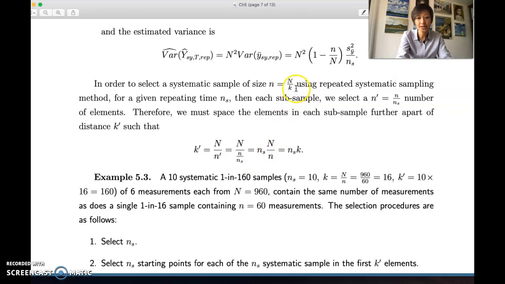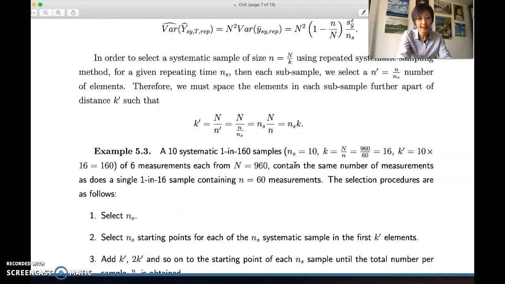First of all, if we have the population N and we know the kth interval, then we can decide the size of my sample if we collect one systematic sample. Now if I want to repeat it n_s times, the new sample size would equal my original sample size divided by how many times I want to repeat it, right? So each sample will result in a smaller sample size. And the kth interval, in this case, needs to be further apart than the original interval, so that would become k prime. This is a set of formulas. You can look back at how we decide these intervals of k prime.